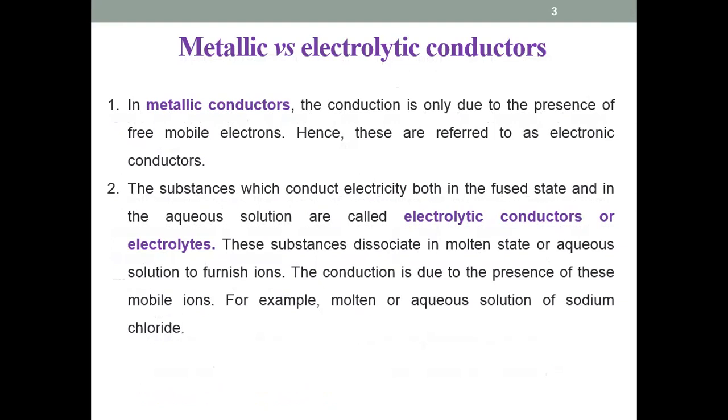For example, we can take the metals from our standard studies, such as sodium metal and potassium metal. These are all metallic conductors. Since conduction is due to the movement of electrons, they are also known as electronic conductors. And the second one is electrolytic conductors.